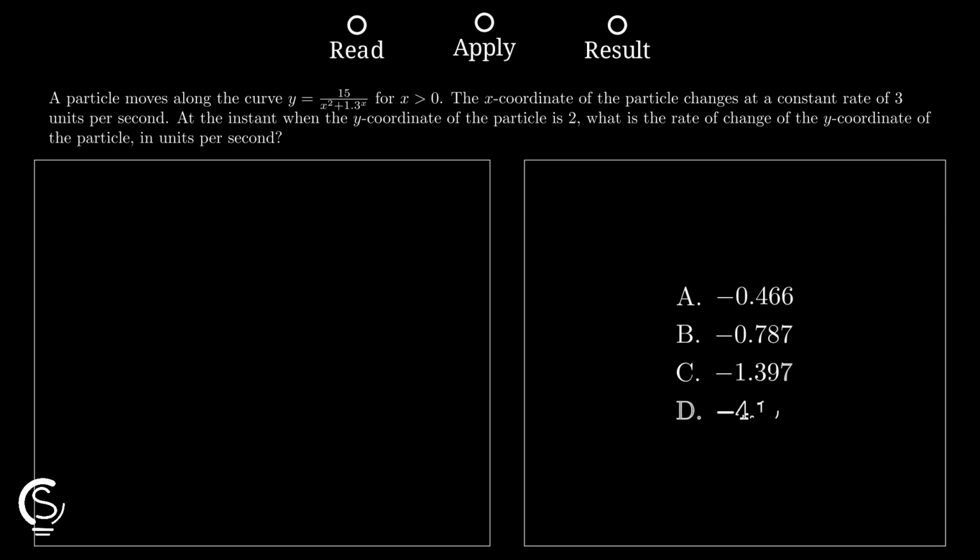Start with y equals 15 over x squared plus 1.3 to the x, then set y equal to 2, so the denominator must be 7.5, giving x close to 2.37. Now differentiate y with respect to x.